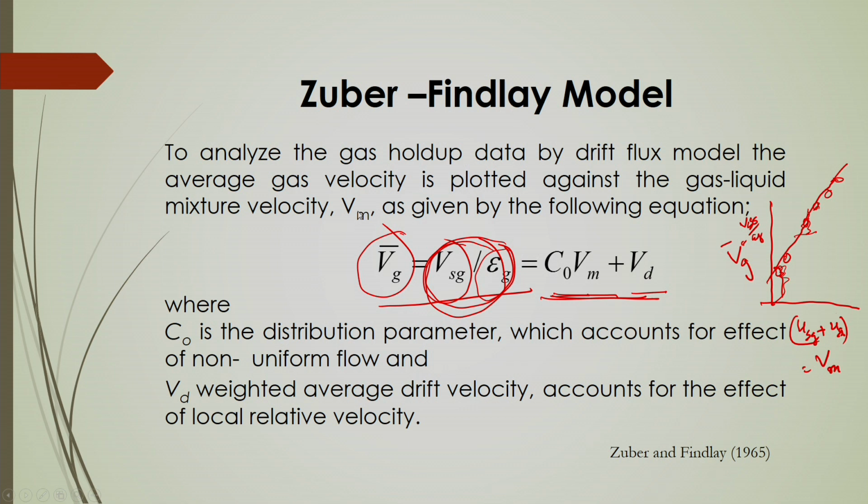Now, without doing experiments, if you change the operating variables, accordingly you can get what should be the actual velocity inside the column. So, based on this drift flux model of Zuber and Findlay 1965, you can assess and analyze the gas hold up from this equation.